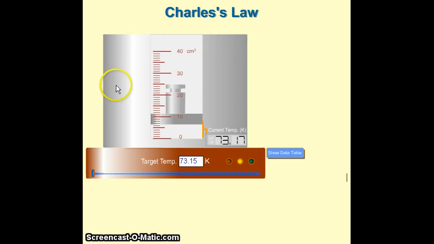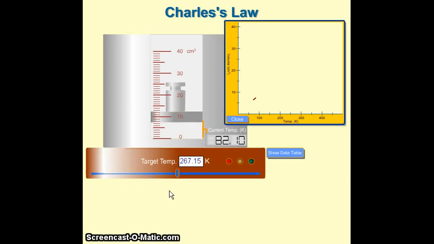What we see is a syringe in some sort of a system. Maybe this is a syringe in a hot water bath with a thermometer reading on it, and maybe this is a hot plate where we can change the temperature in Kelvin. As I change the temperature, I'm going to bring it up halfway. We can see that the volume on the syringe is slowly increasing. This simulation is also making a graph for us of volume versus temperature, so we can see that as temperature goes up, the volume is also going up. This is a directly proportional relationship.